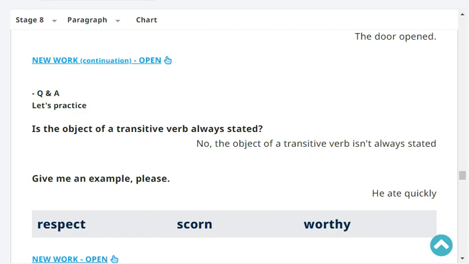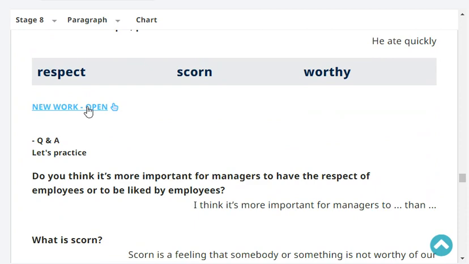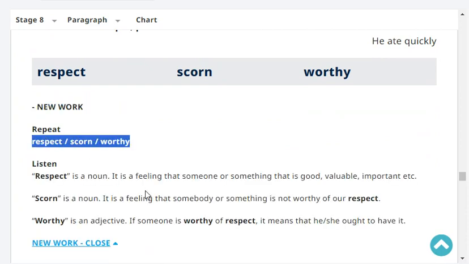Very good. Okay, so that's the end of our revision. Let's have new work. Okay, repeat. Respect. Scorn. Worthy. Very good. Okay, listen.